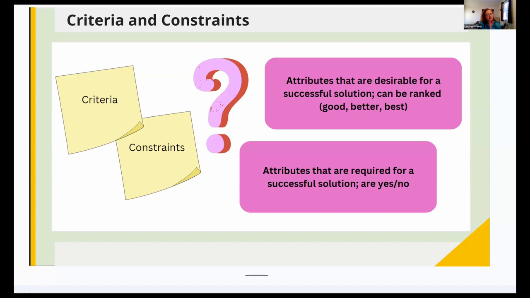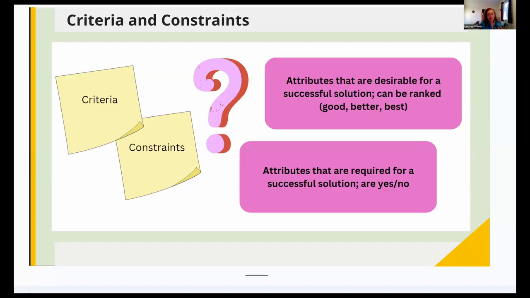And the key here is that in the decision matrix, we're really going to be working with criteria, which are attributes that are desirable for a successful solution. They can be ranked. So you can check your progress there. Were you correct? Presumably, we've already evaluated for constraints. Does it meet our solution? Yes, no. If it doesn't, it gets tossed out. It doesn't get put in the decision matrix.